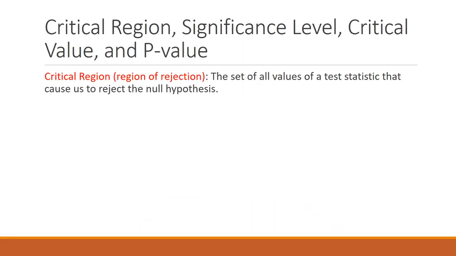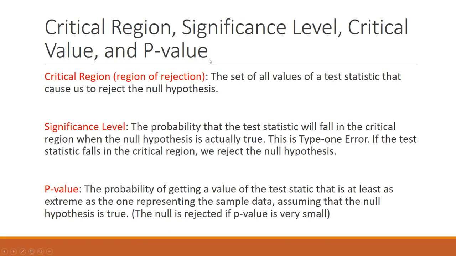So first, let's define a couple things. We're going to define critical region, significance level, and p-value. All right, critical region. This is the set of all values of a test statistic that cause us to reject the null hypothesis. Basically, the point is this: any t-statistic that falls within the critical region would imply that I reject the null hypothesis.